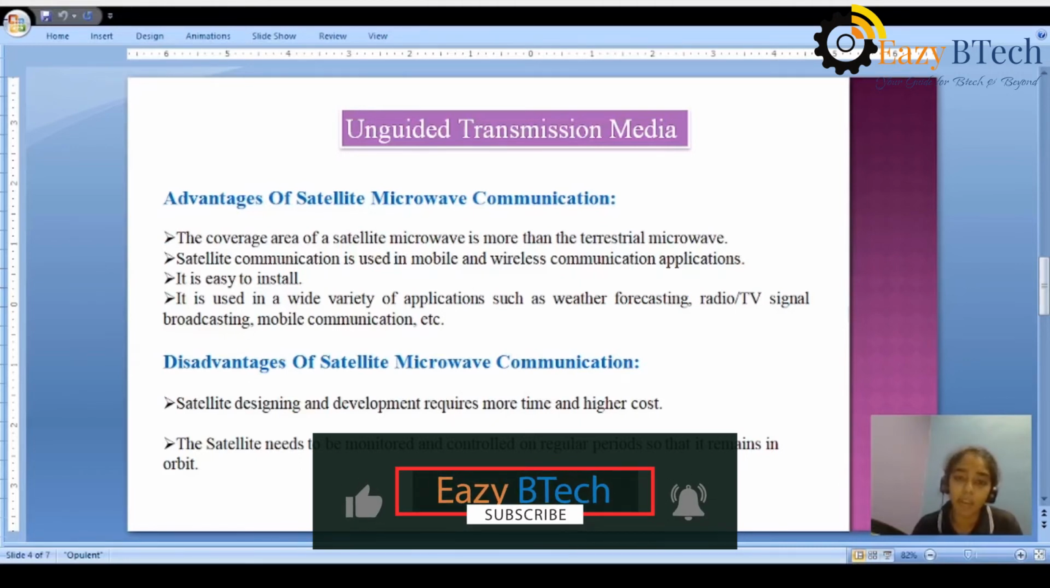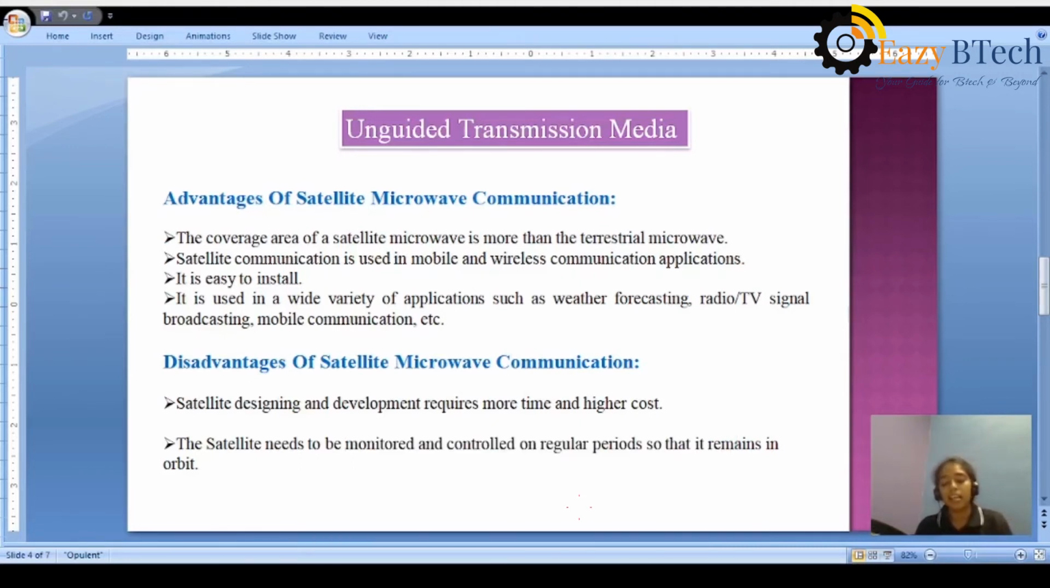Now the disadvantages of satellite microwave communication. Satellite microwave communication is easy to install, but the design is very difficult and higher in cost, because it requires very flexible development, and more time and higher cost are needed. That is the disadvantage of satellite communication.